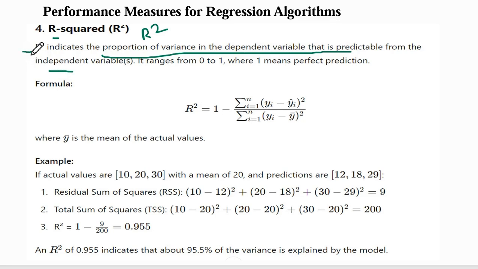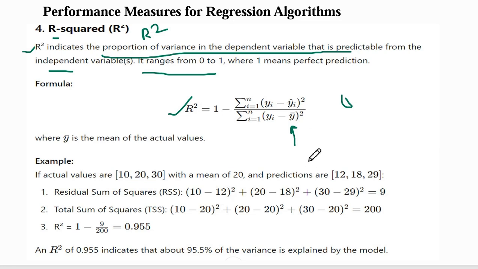Okay, the R square value is in the range from 0 to 1. The formula for R square is 1 minus sigma i equal to 1 to n (yi minus y hat) whole square, divided by sigma i equal to 1 to n (yi minus y bar) whole square. Here y bar is the mean of the total observations.